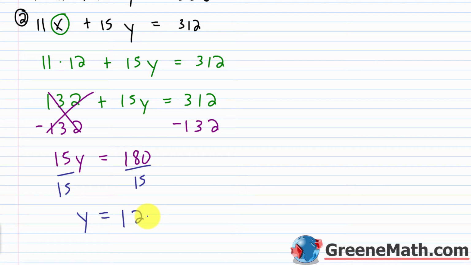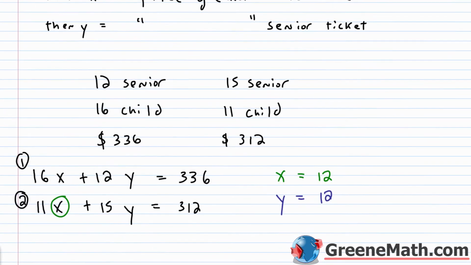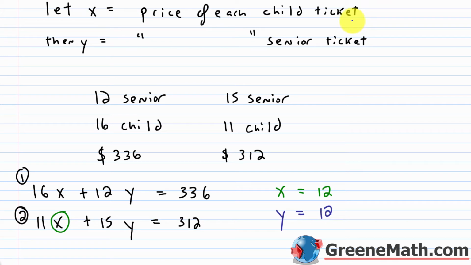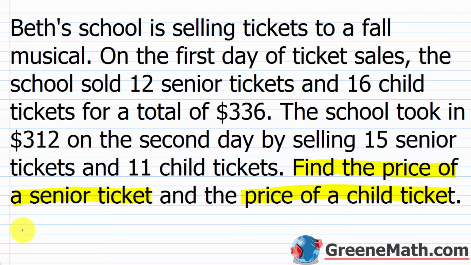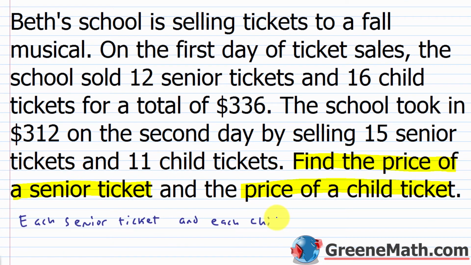So x and y are the same value. They're each 12. So remember, x was the price of each child ticket, and y was the price of each senior ticket. They're each 12, so we can go ahead and answer and say that each senior ticket and each child ticket sold for $12.